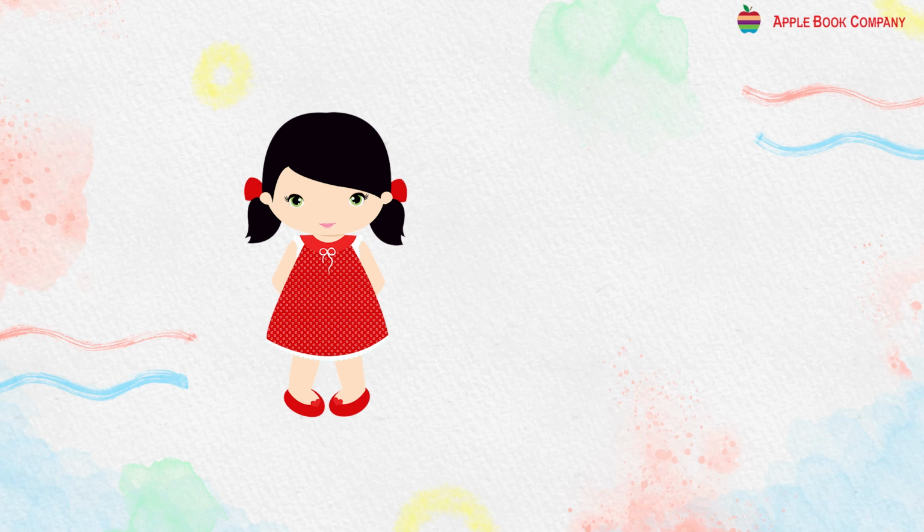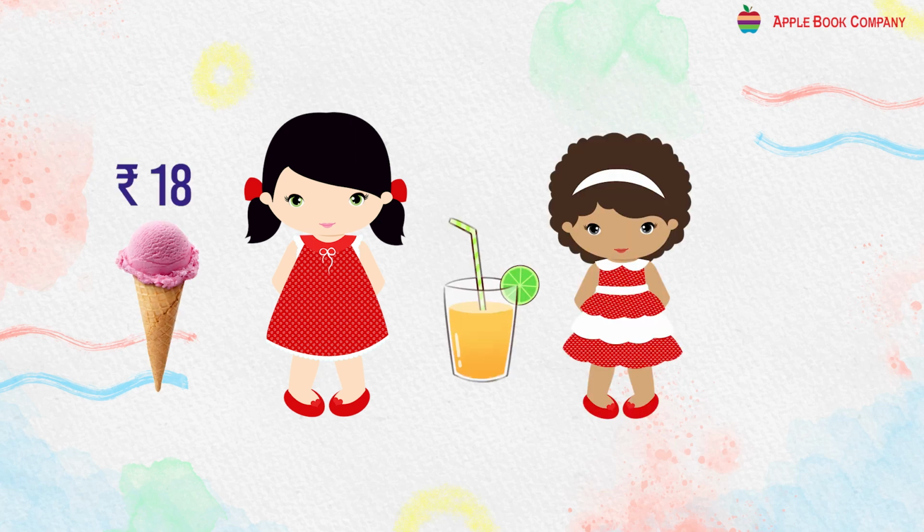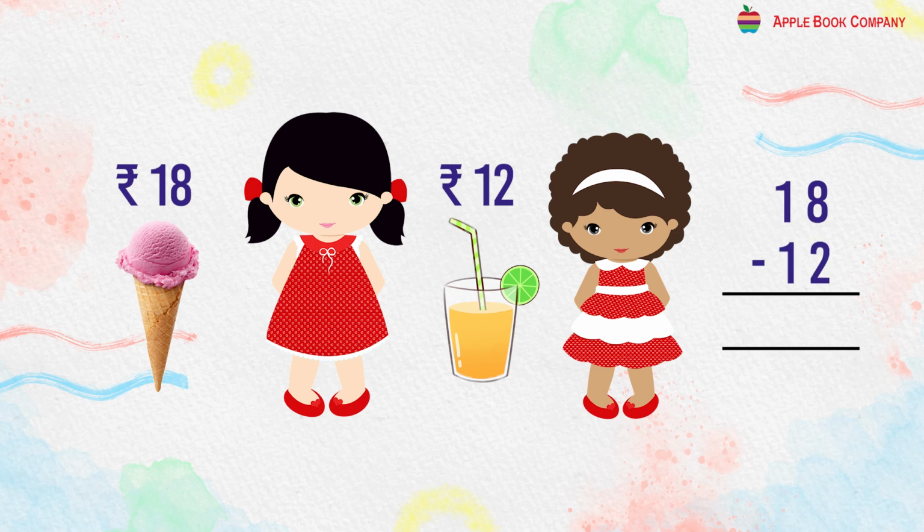And the fifth problem, Nancy bought an ice cream for 18 rupees. Lisa bought an orange drink for 12 rupees. How much more did Nancy spend than Lisa? 18 minus 12. 8 minus 2 is 6 rupees, right? So how much more did Nancy spend? She spent 6 rupees more than Lisa.